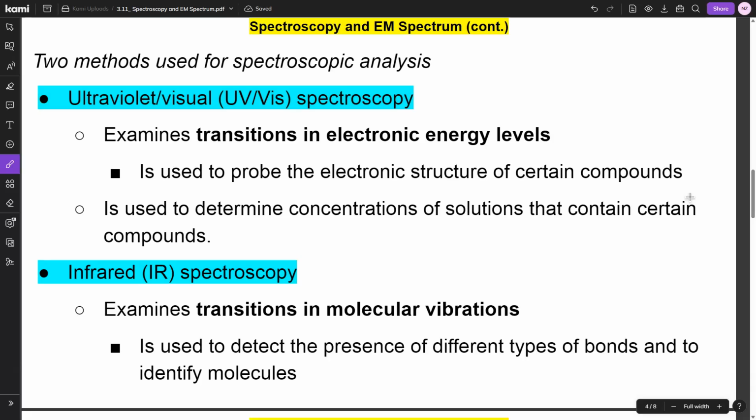All right, so we have two methods for spectroscopic analysis. We have ultraviolet or visual spectroscopy, and this method examines transitions in electronic energy levels. We use it to probe the electronic structure of certain compounds, and we also use it to determine the concentrations of solutions that contain certain compounds. So we'll shine a light through a sample and we'll look at the light that exits on the other side. The other type of spectroscopy that we have is infrared spectroscopy, and this examines transitions in molecular vibrations. We use this to detect different types of bonds and to identify molecules.